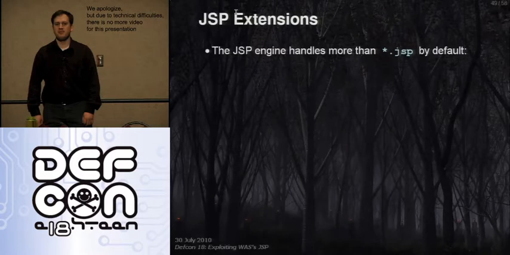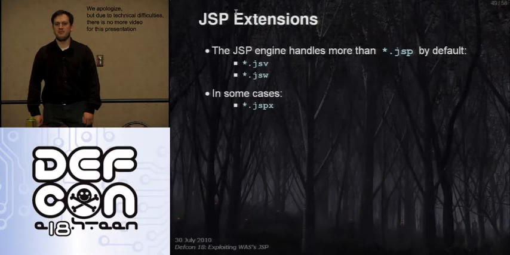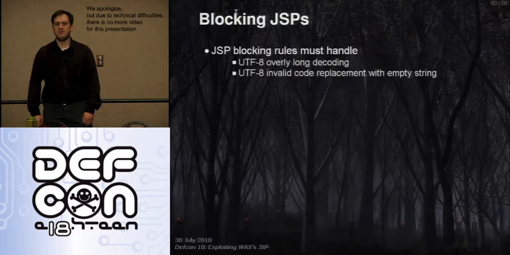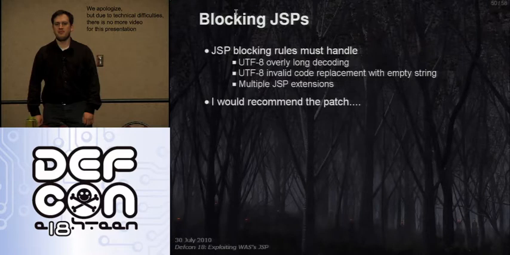The other thing you need to remember if you're going to try to block JSPs is that there's more than .JSP that is handled by default with WAS. Start.JSP, Start.JSW are also handled as JSPs, and in some cases also Start.JSPX, of course, if you're using newer versions. So if you're going to try to do blocking JSP rules, you need to use the UTF-8 all day long decoding. Got to keep that in mind. Got to keep the decoding of invalid ones, the replacement string, and of course the multiple JSP extensions. At which point I would really recommend applying the patch because this is not trivial to do.